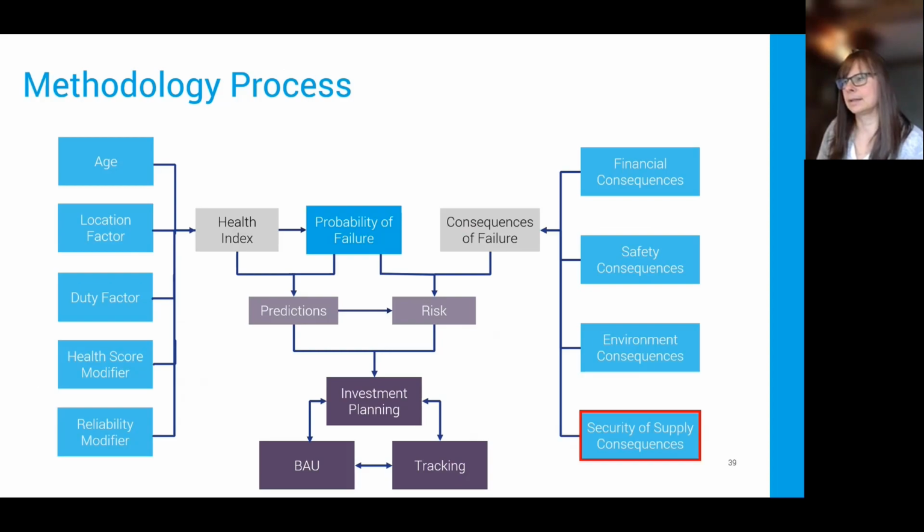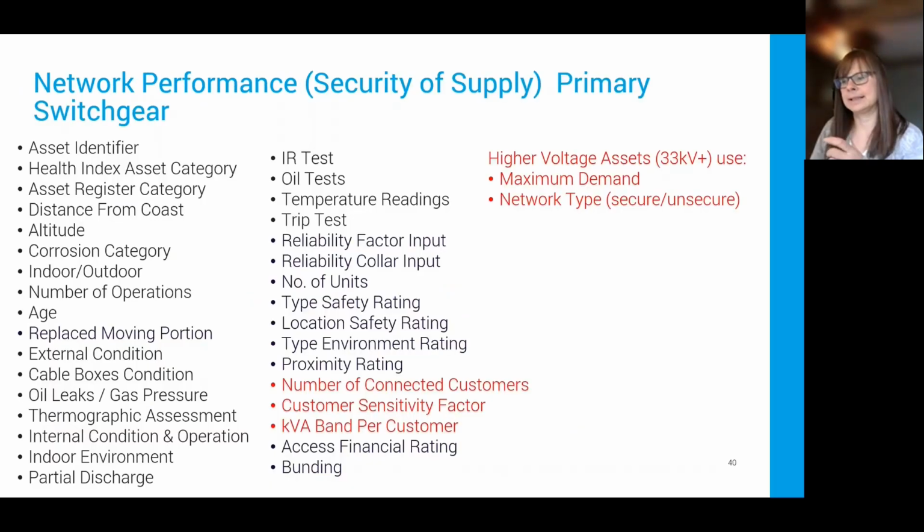So consequences. We look at security of supply. In CNAME, we call this network performance, and we can see that. This is where I've bunched together the data points for the primary switchgear, and that's because for primary switchgear in the UK, we class these as assets where normally there would be a loss of supply to a customer in the event of the asset failing.